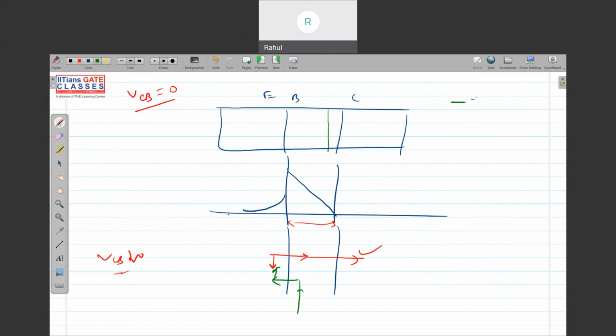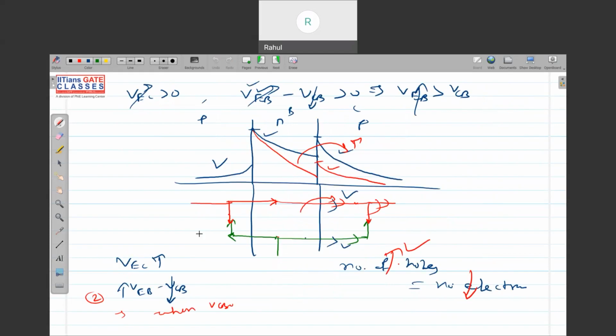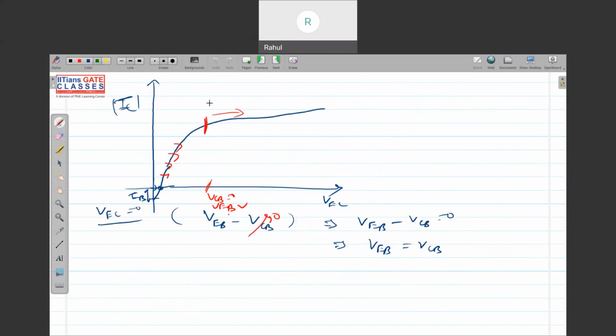So this is for VCB equal to negative. The junction moves forward, so this also will move forward. If I plot the concentration, it will be like this, so the slope will be increasing. When VCB is negative, like in this region, in this region VCB is negative, or VCB is reverse biased.